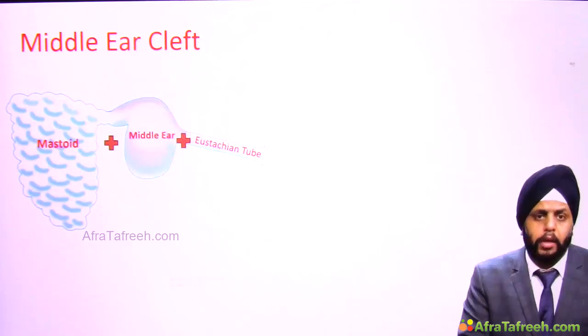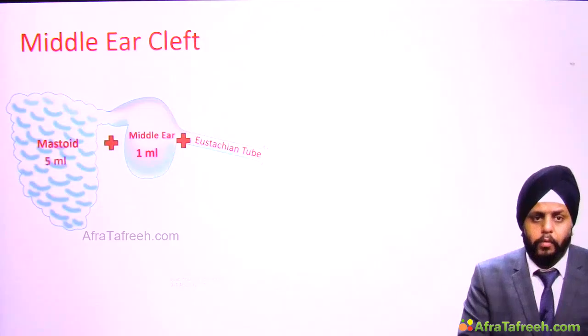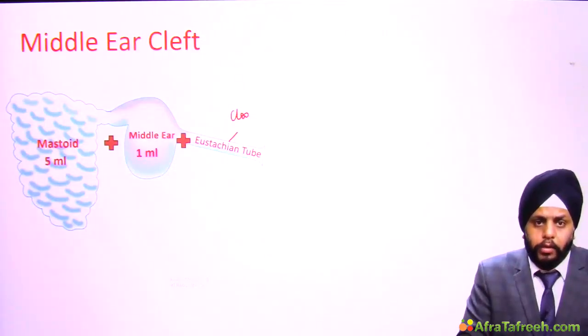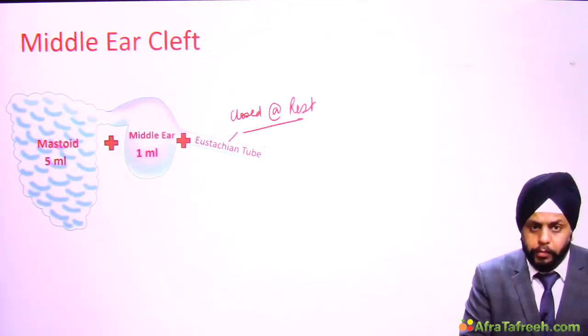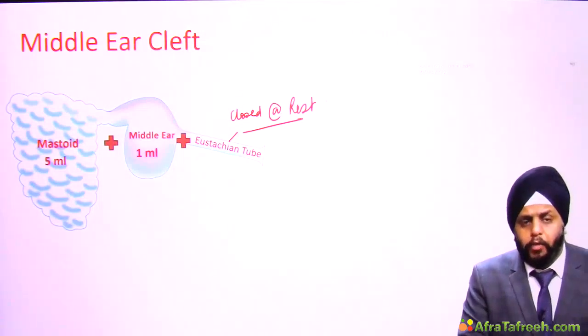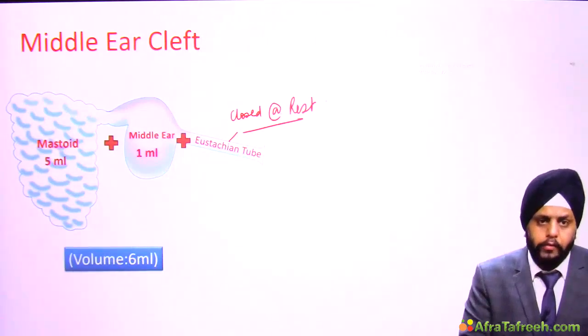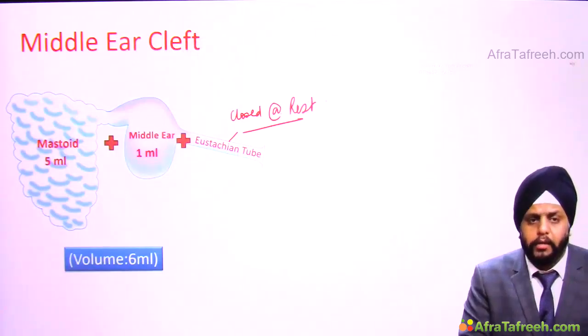Now, middle ear volume is 1 ml. Mastoid volume is 5 ml. The eustachian tube, we know it is closed at rest, so we don't consider any volume for eustachian tube. So total middle ear cleft volume therefore is 6 ml. Middle ear 1 ml, mastoid 5 ml.